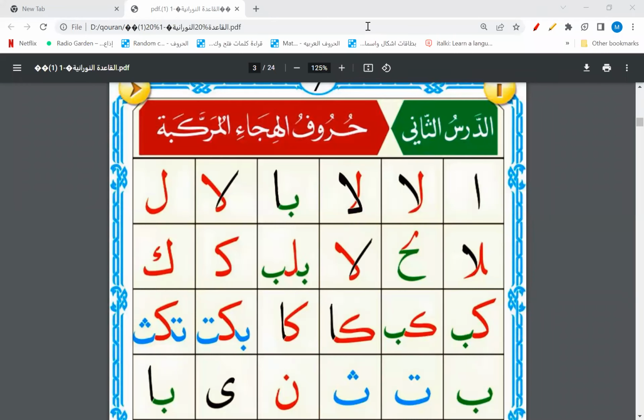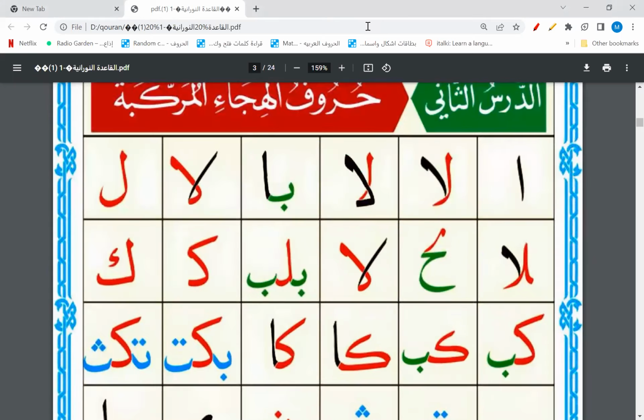Ready? The second part of the Arabic letters, which is the letters when they are combined together. So let's start. I just want you to follow the line here. Do you remember what this letter is? That one is... And this one? That one is La.